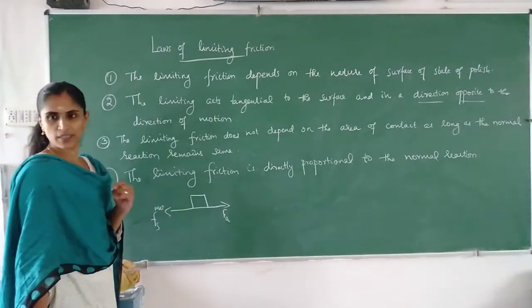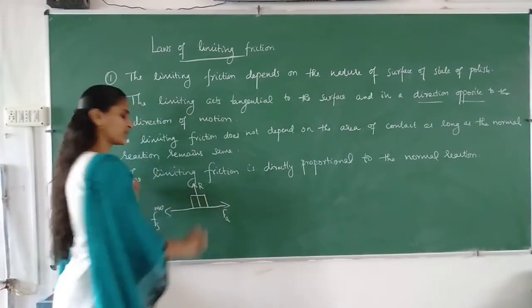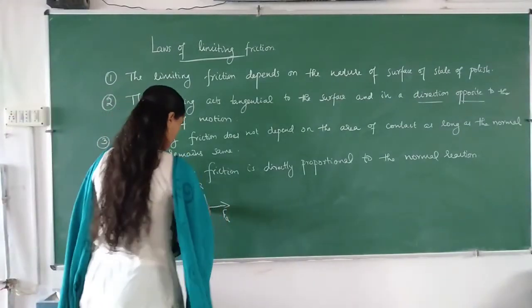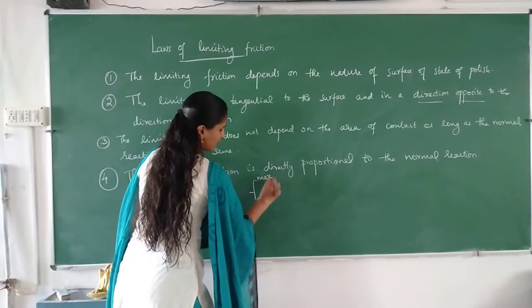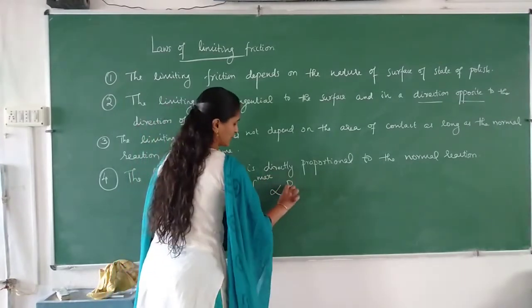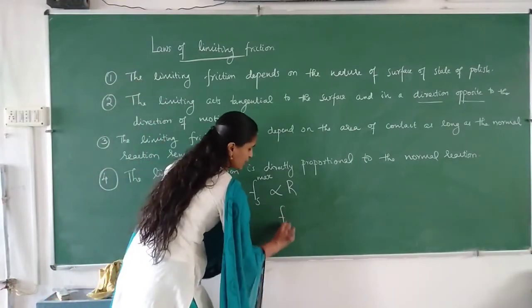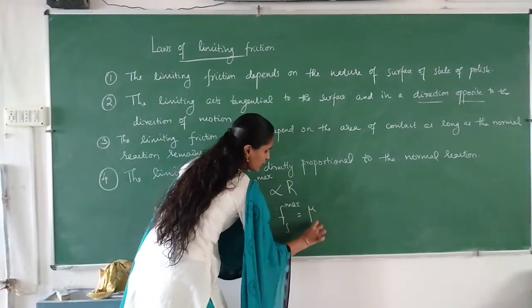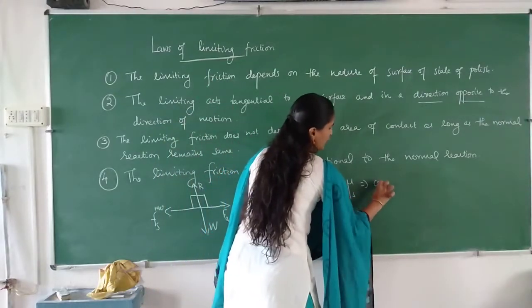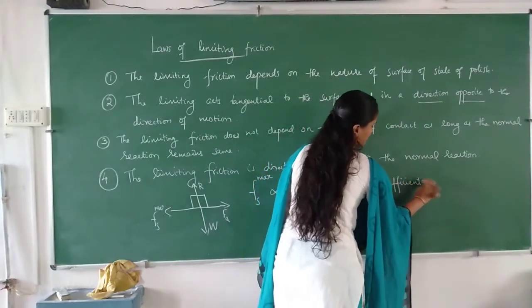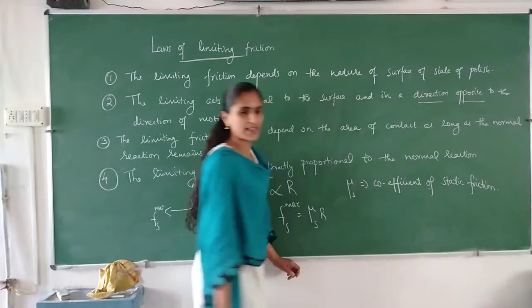What it says: limiting friction is directly proportional to normal reaction. Normal reaction will be acting normal to the surface. So if we write normal reaction as R, and W will be acting in the downward direction, we can write that limiting friction is directly proportional to normal reaction, or limiting friction is equal to a constant times normal reaction. This is mu s, and it is known as the coefficient of static friction.